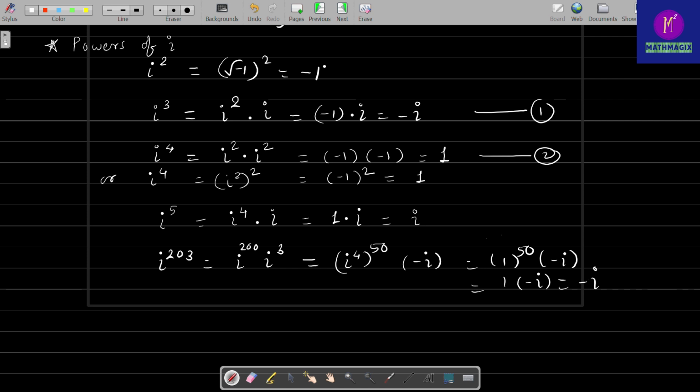So this we solved using the earlier results. In this way you can find any power of i. Now you try to find i raised to 607 on the same basis.